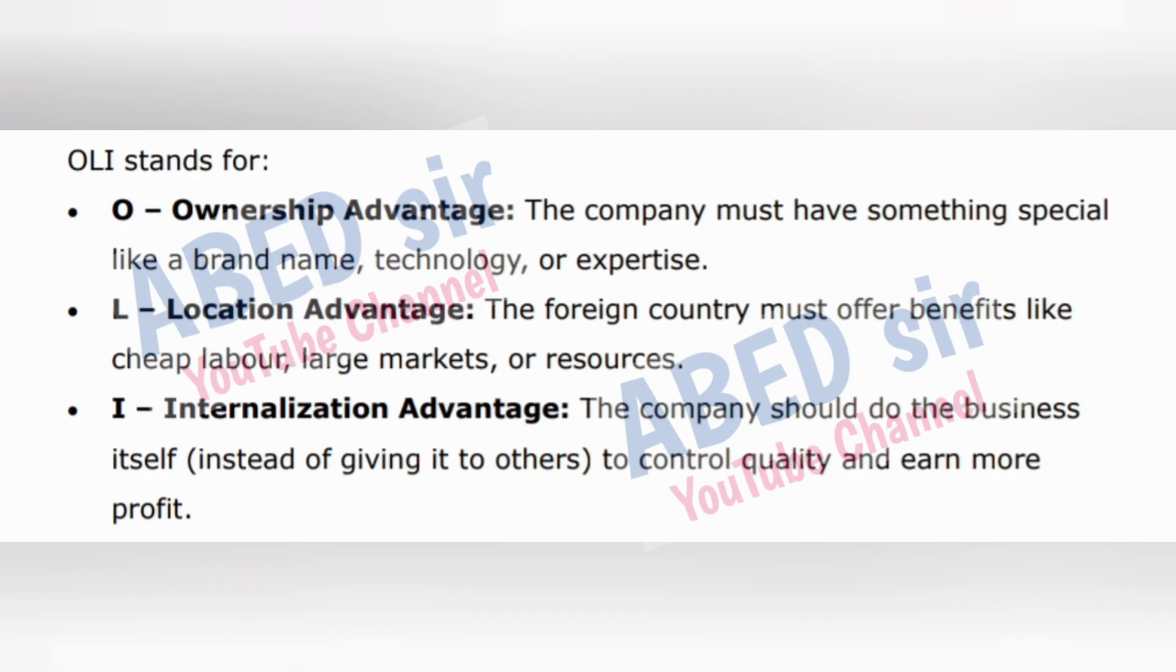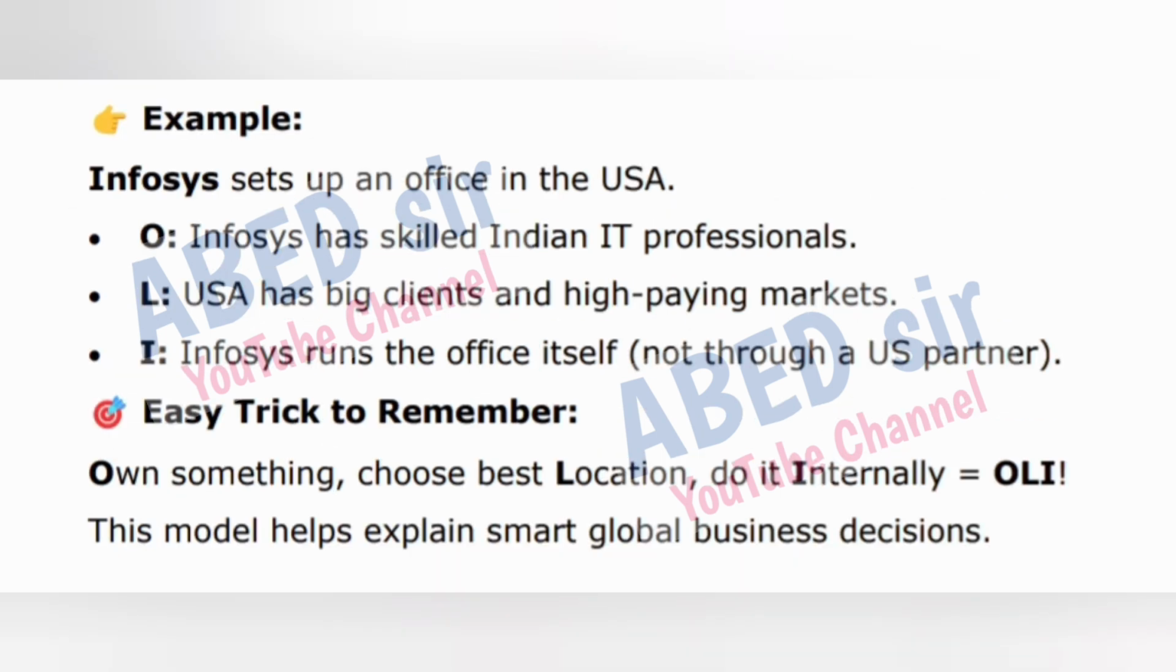The company must have something special like a brand name, technology, or expertise. L. Location advantage. The foreign country must offer benefits like cheap labor, large markets, or resources. I. Internalization advantage. The company should do the business itself instead of giving it to others to control quality and earn more profit. Example: Infosys sets up an office in the USA.